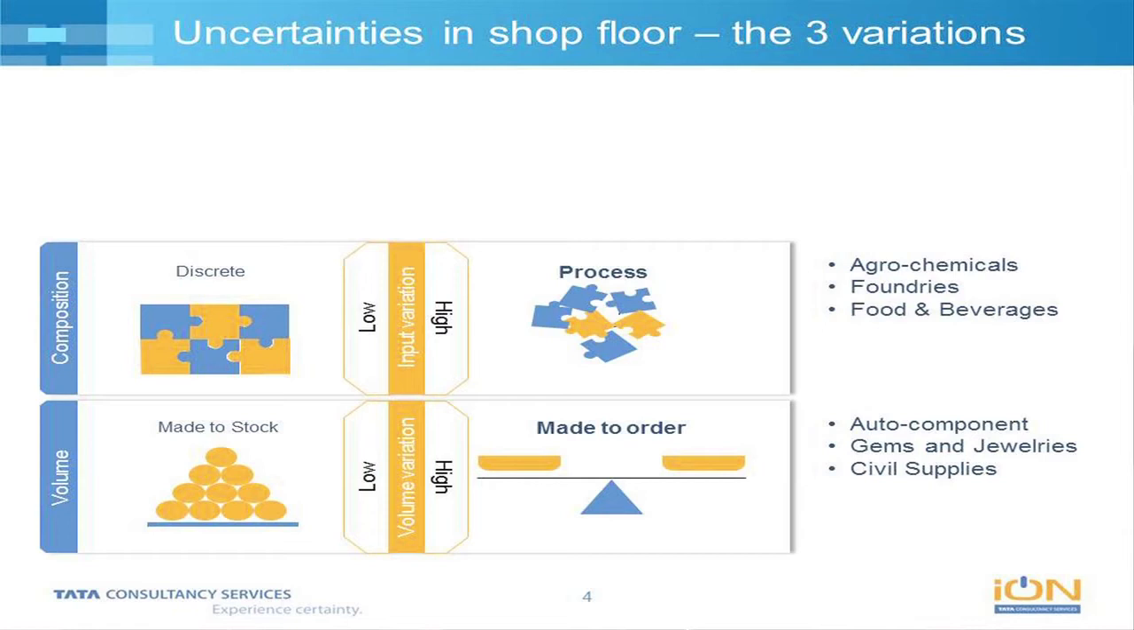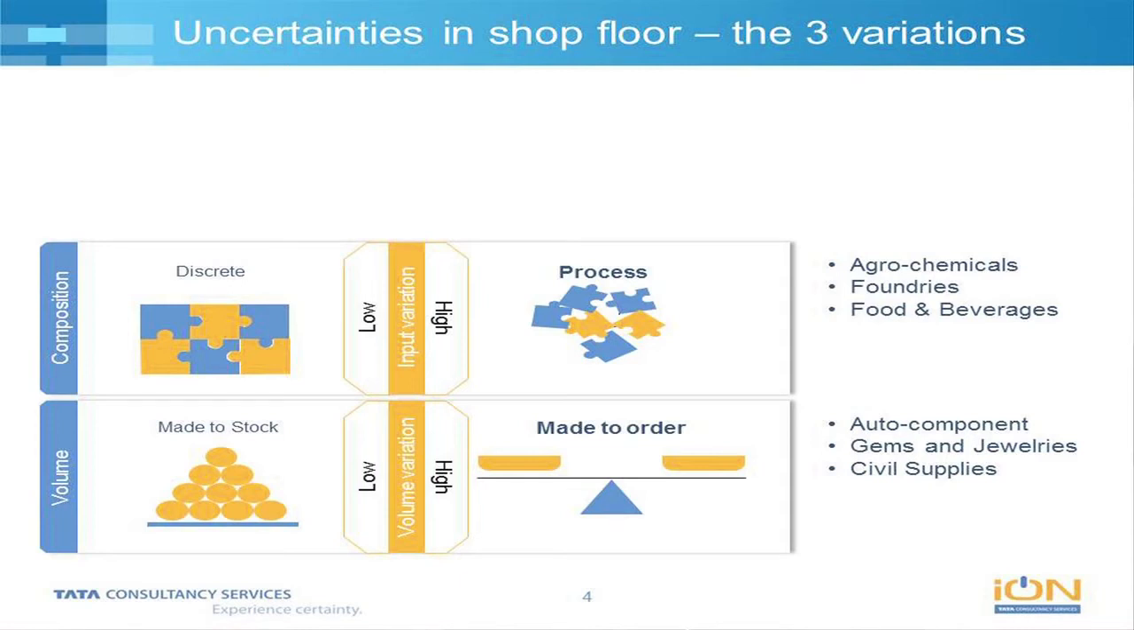Now, there are two types of manufacturing that emerge when we cater to this kind of variation: one is discrete manufacturing, another is process manufacturing. If the components in your production or your finished good are constant, we call it discrete manufacturing.